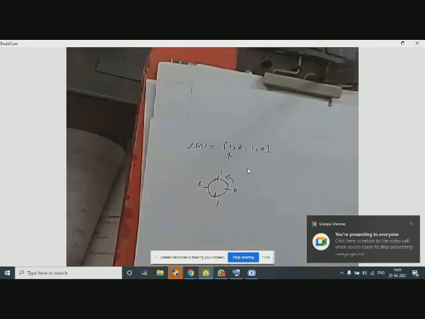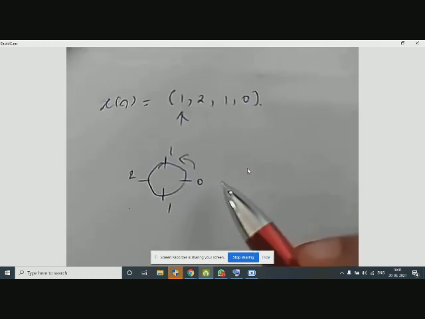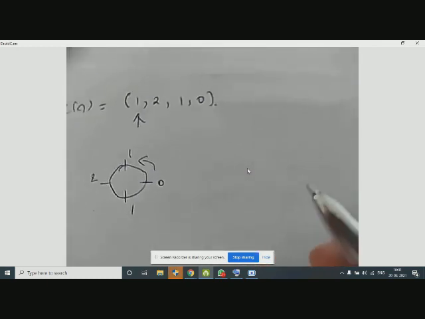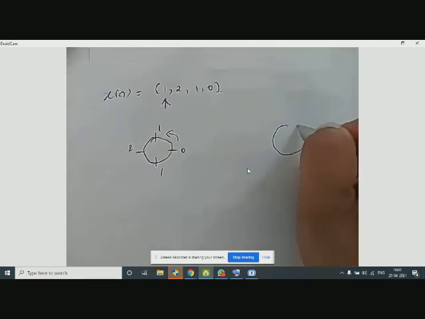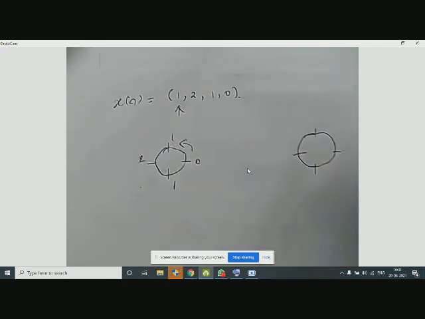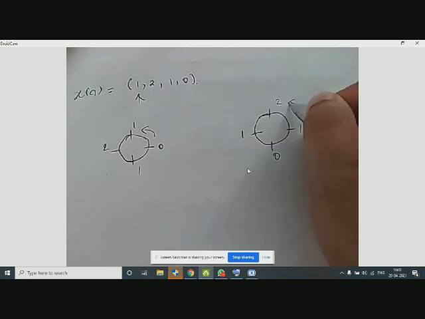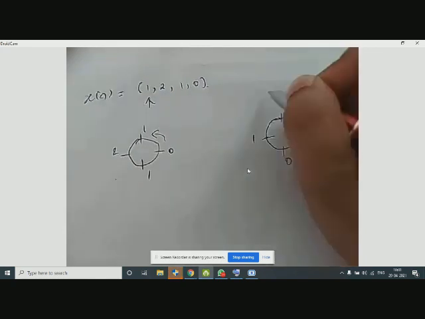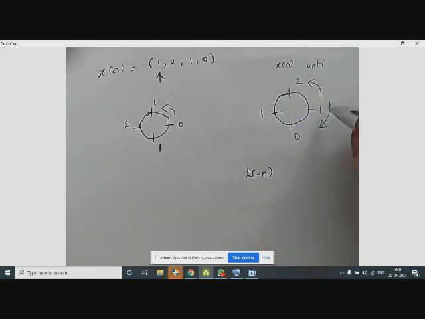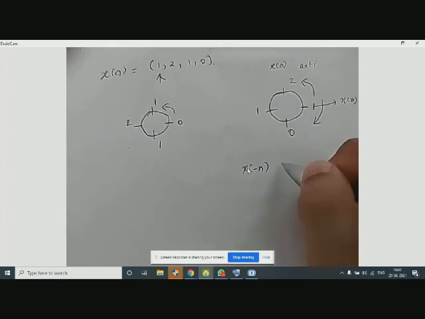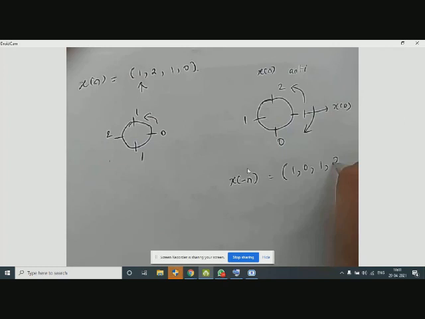Okay, so you see here, this is the question given to you. X of n is 1, 2, 1, 0. Okay, let me write it again. I wrote it the wrong way. So on a circle, how will you represent it? 1, 2, 1, 0. I wrote it anti-clockwise. This is x of n. X of minus n, how will I write? You read it clockwise. This is your x of 0. So this is nothing but 1, 0, 1, 2.